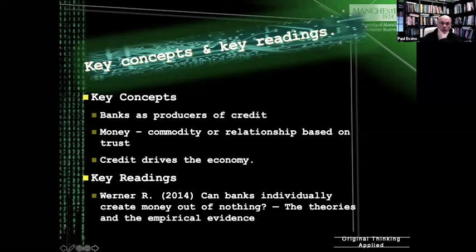I've talked about money as a commodity or a relationship based upon trust. Again, there are arguments for both, but which one corresponds to our lived realities? Credit drives the economy. The key reading for that one is Richard Werner's paper, Can Banks Individually Create Money Out of Nothing? The reason that it's there is because that is empirical evidence of banks creating credit, which drives the money supply. Following on from Werner's paper, the Bank of England also acknowledged that banks create money through issuing loans, and other central banks have done too.